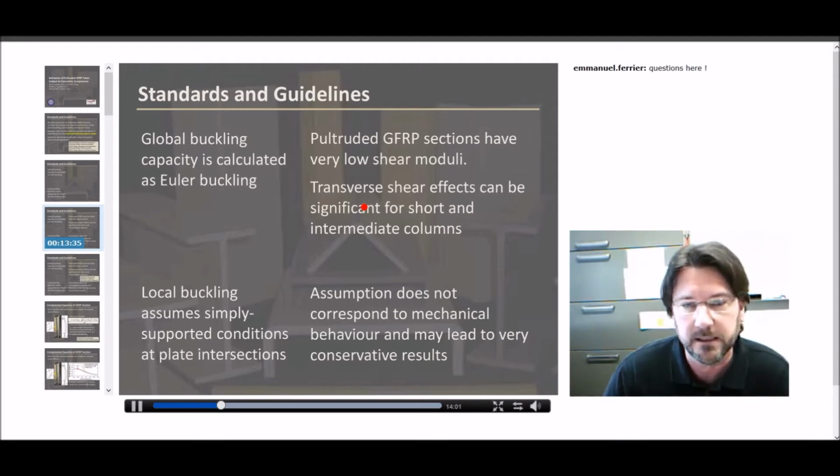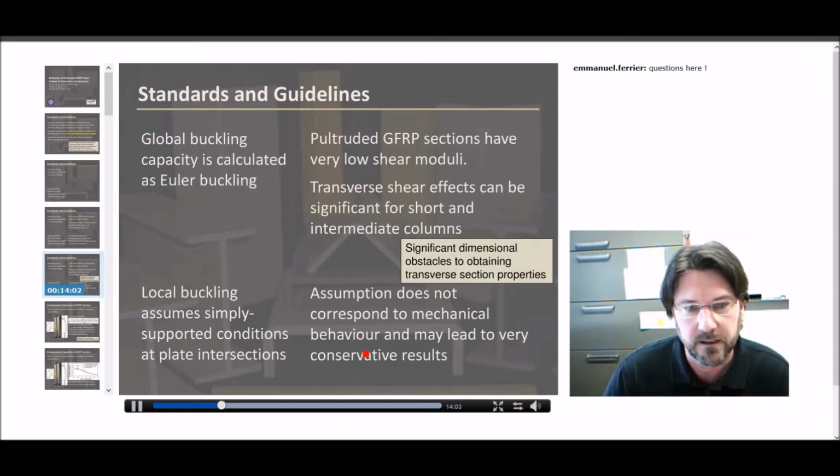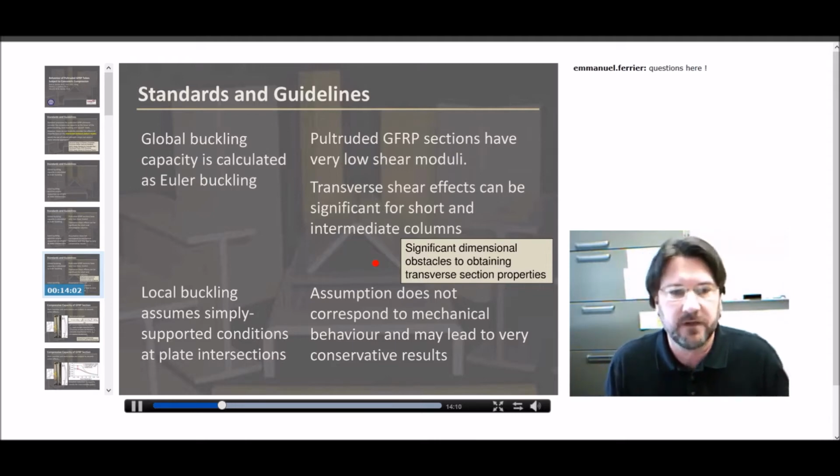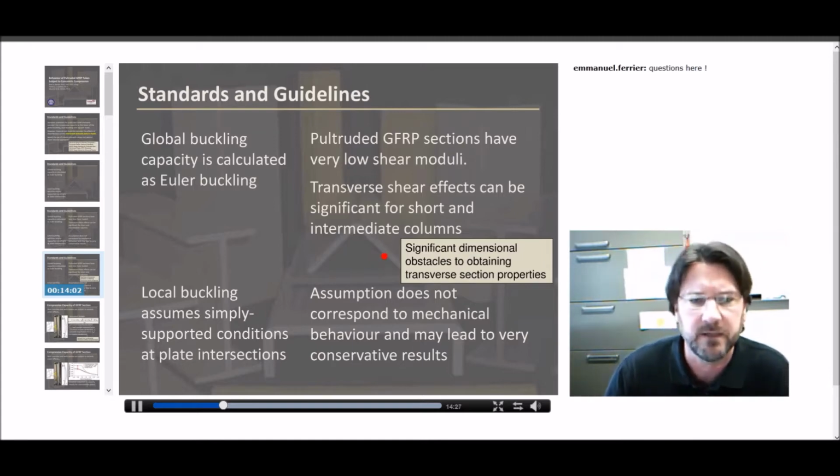And these can be very difficult to obtain. The standard tests are fairly straightforward. We can go to ASTM, we can go to ISO and come up with standard tests, but the dimensions that we need cannot actually be obtained from most commonly produced pultruded shapes. For very large shapes we can obtain the specimens, but not for some of these smaller 100 millimeter shapes that we tend to be using. And so we have some problems calculating global buckling behavior.